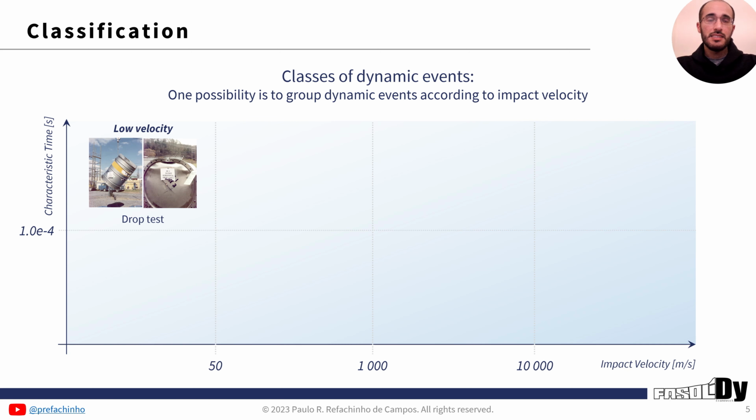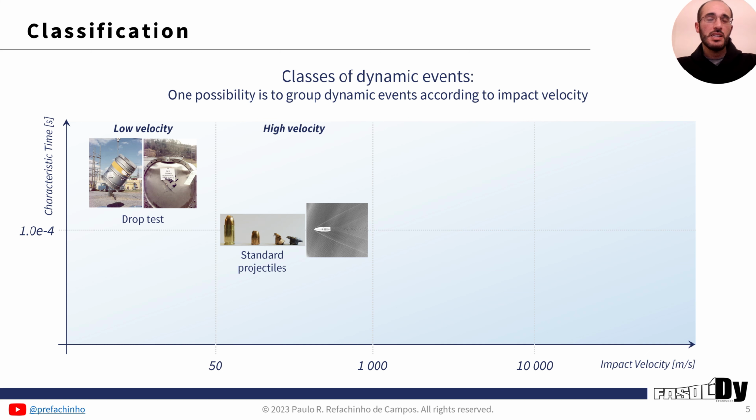Moving on to the next stage, where we will be considering impact velocities between 50 and 1000 meters per second, we have what we call a high velocity impact. And in this case, we are already talking about projectiles. So standard projectiles. So a bullet traveling at 300 meters per second, 400 meters per second. So you are talking about events that are happening in a time scale of the order of a few microseconds. Okay, that's what we would call a high velocity impact.